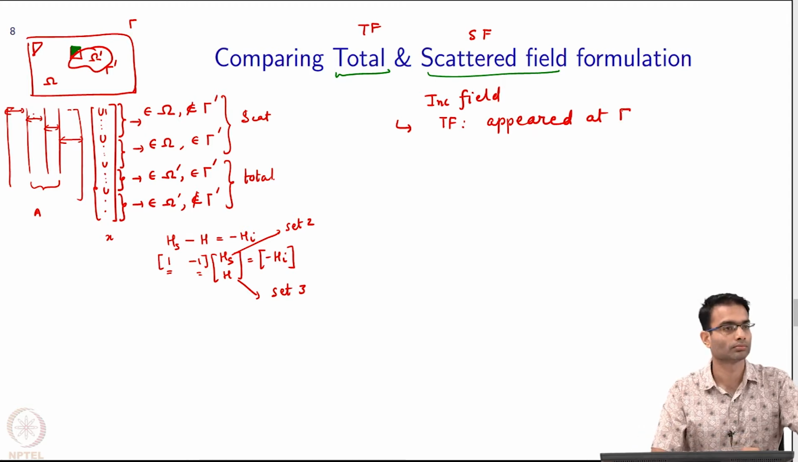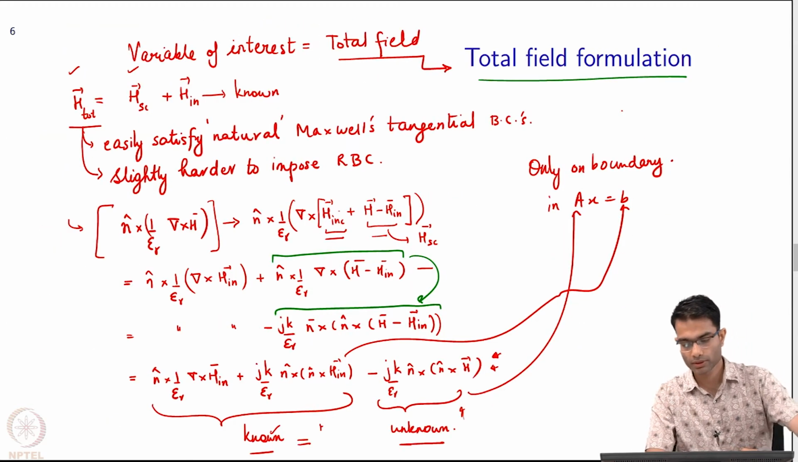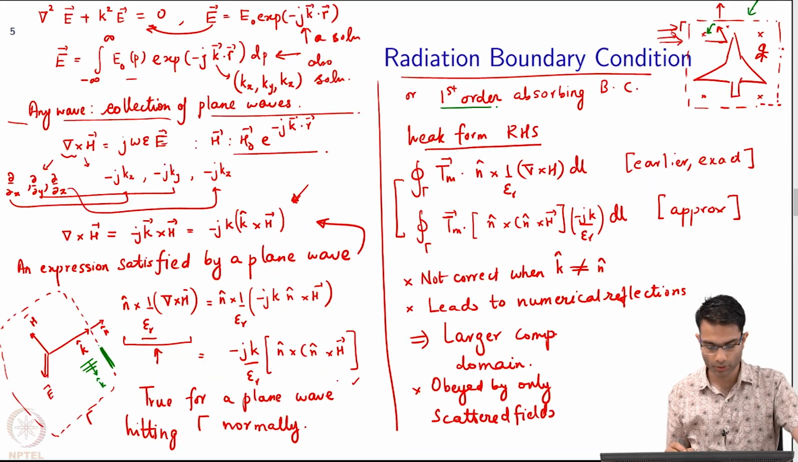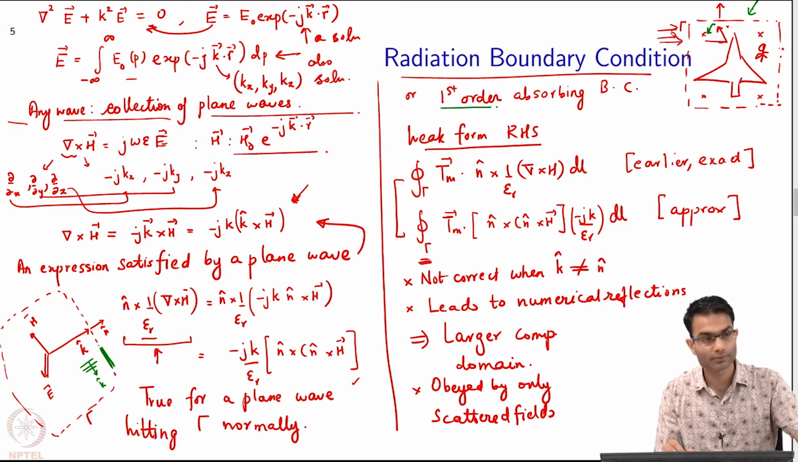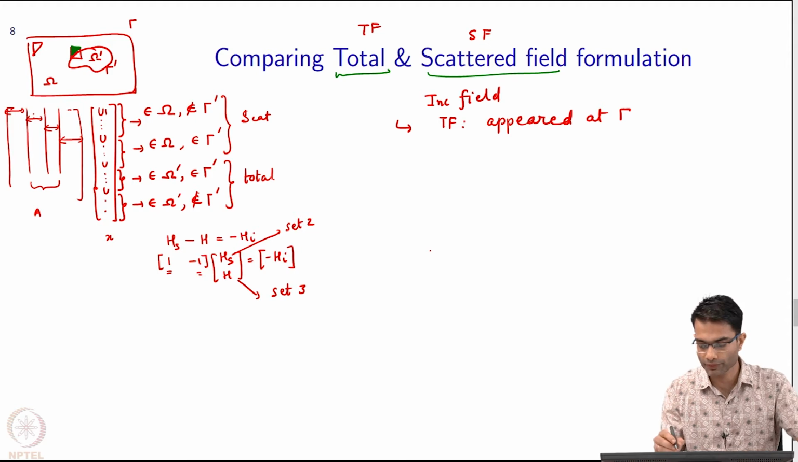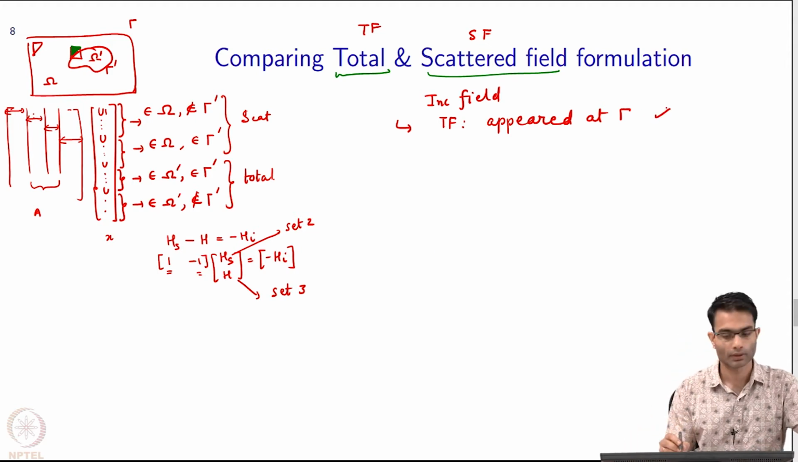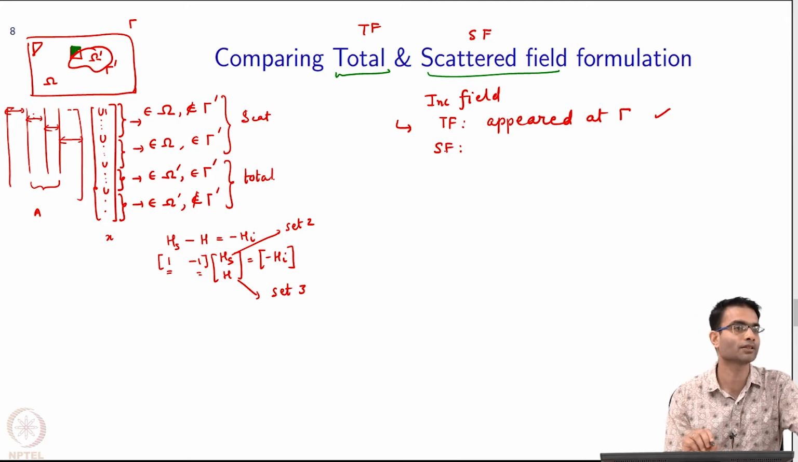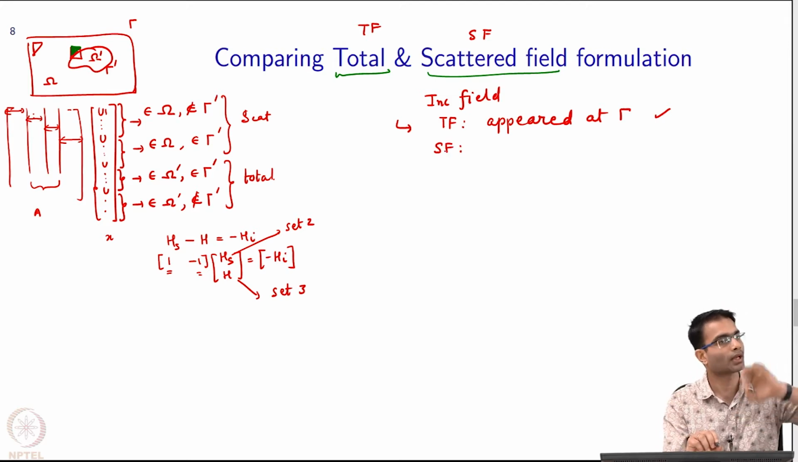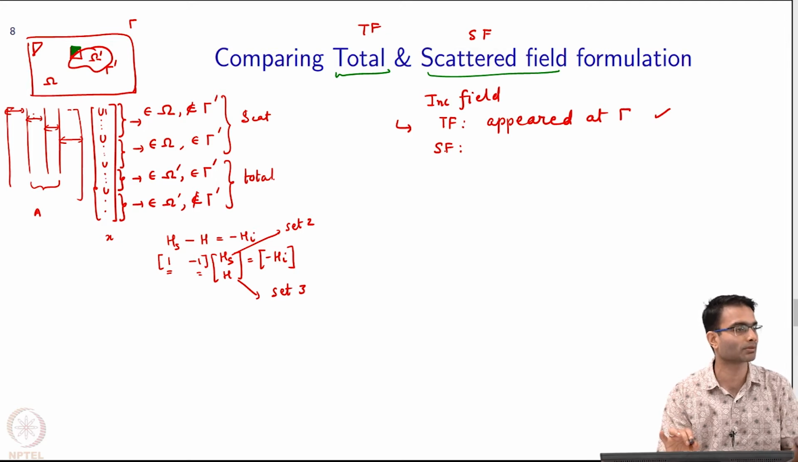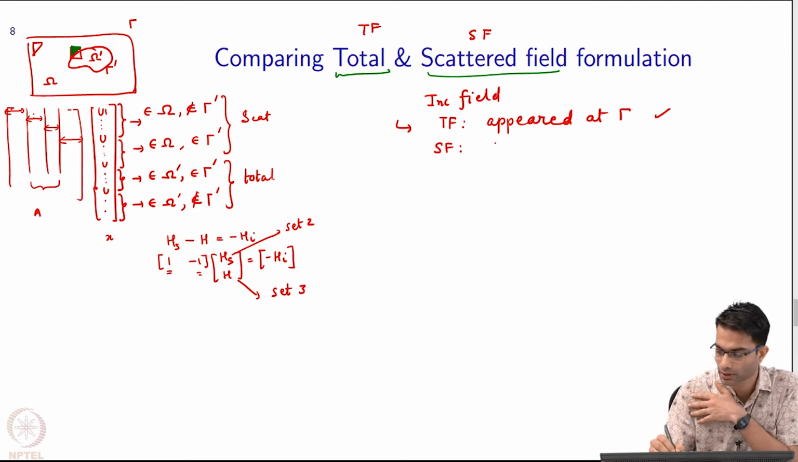gamma. If you look back here, in this total field formulation, all of this happened on gamma itself, the outermost boundary, right. So, the total field appeared at gamma. In the scattered field, where did it appear? Where is it being introduced into the system of equations? At gamma prime, not at gamma. At gamma, nothing happened. The incident field did not appear because the scattered field was the variable. There was no chance for the incident field to appear.